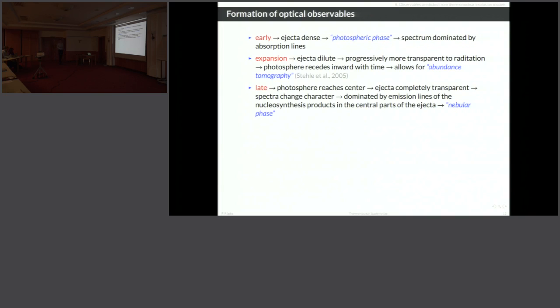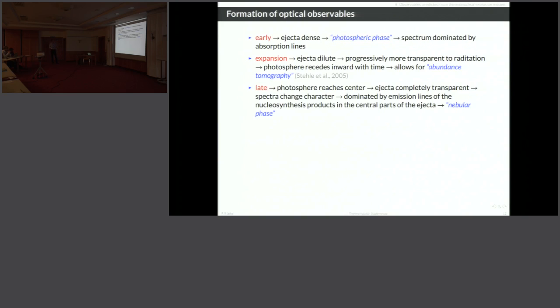The photosphere recedes inwards and tests subsequently deeper layers of the ejecta. This is then where the spectrum forms. So that means if you observe the supernova and take a spectrum every night, it will come from a deeper and deeper layer, and in this way you can test the chemical layering, the chemical structure of the ejecta of supernovae. This was work done, for instance, by Matthias Stehle at MPA in 2005.